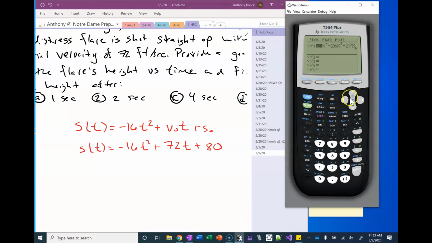Okay. So I'm going to go to my calculator. First thing I'll do is change my mode, because if I look at this function that I've written, I really just have two variables, right? I have s of t and then t. So I'm going to change the mode and turn it back into function mode from parametric. And then I'm just going to type in my equation exactly as it's written.